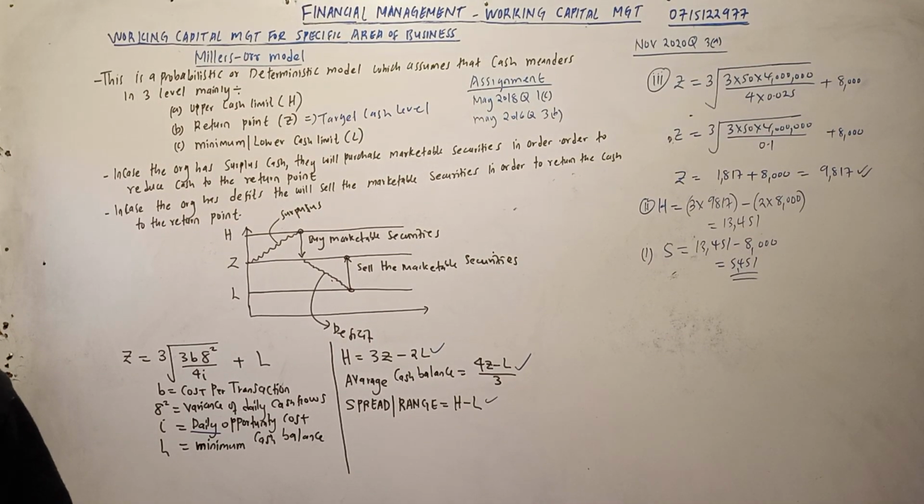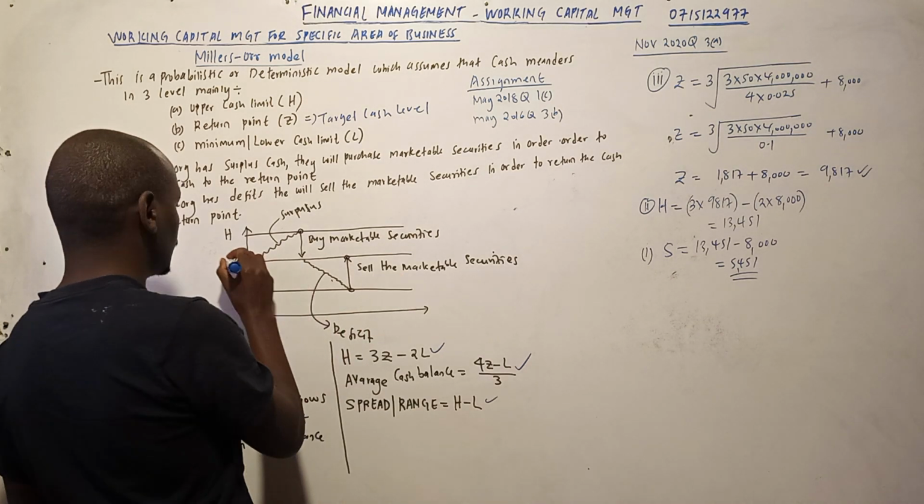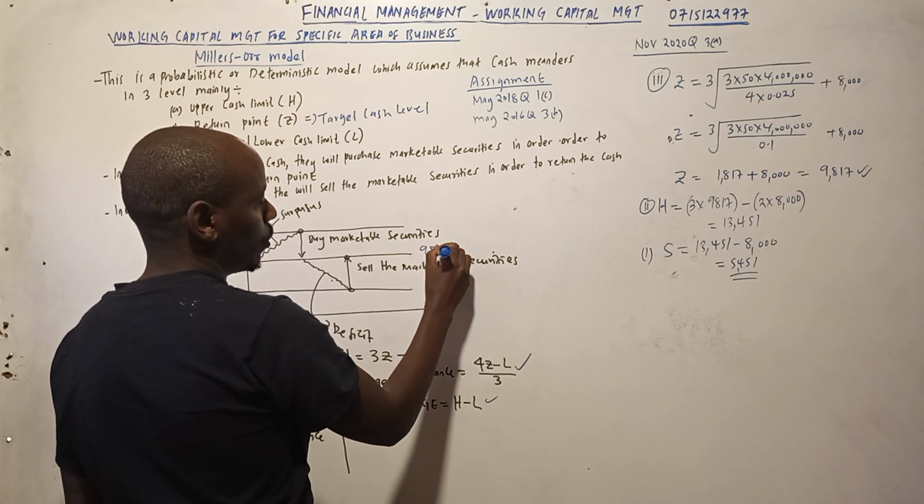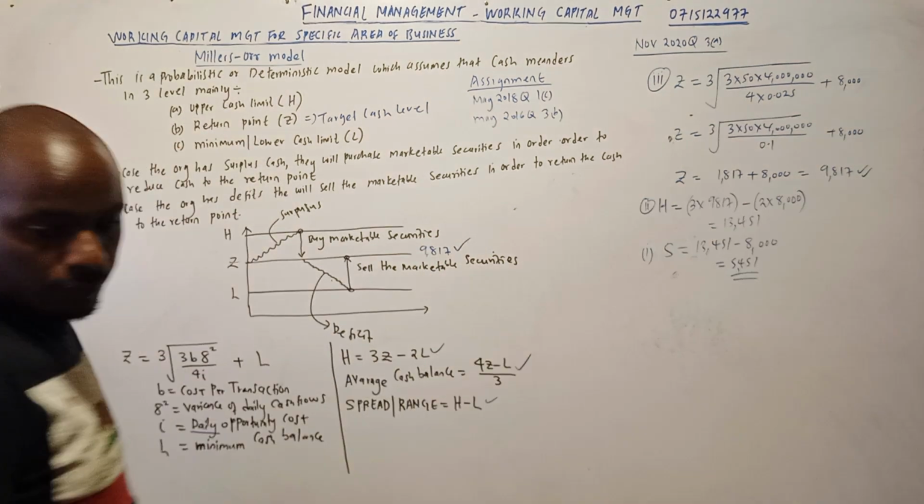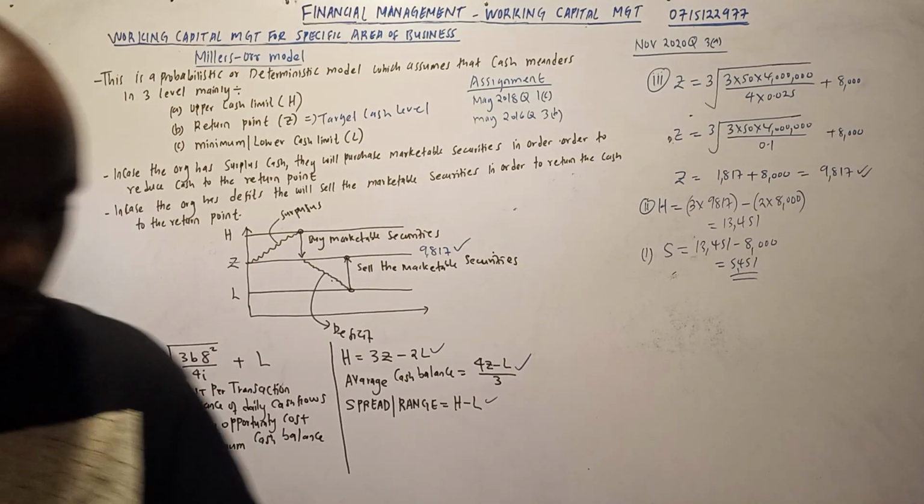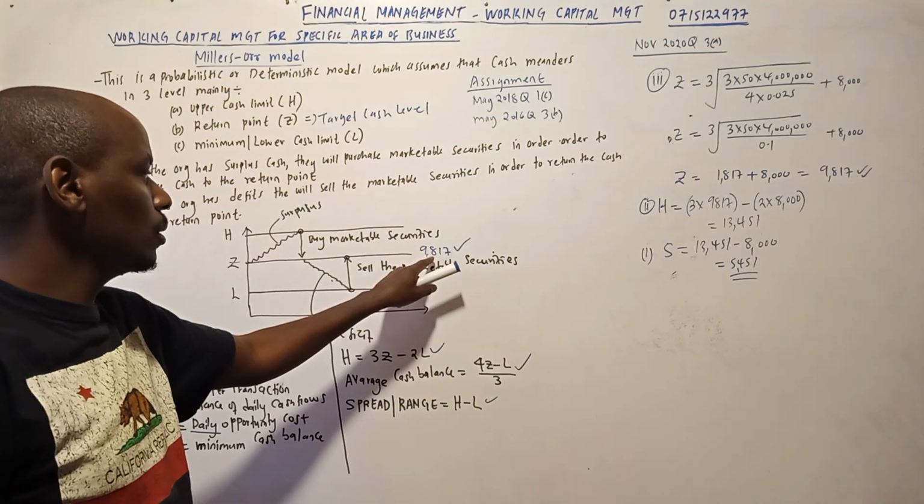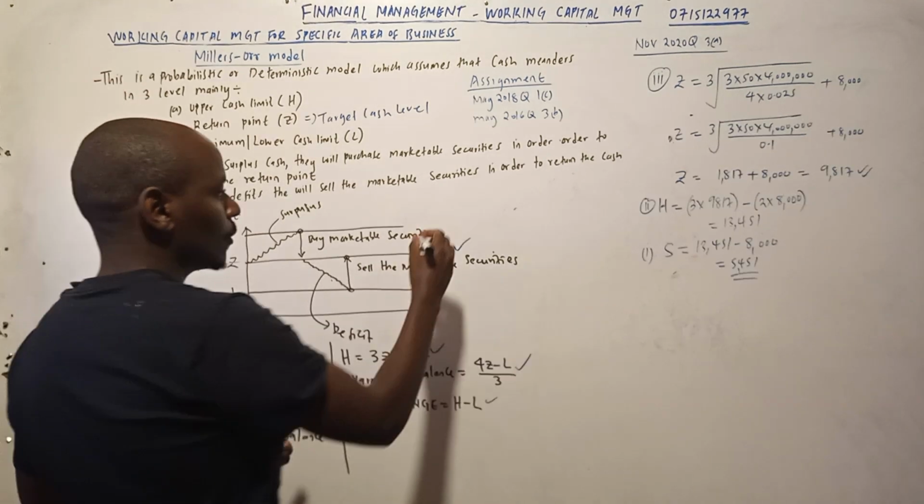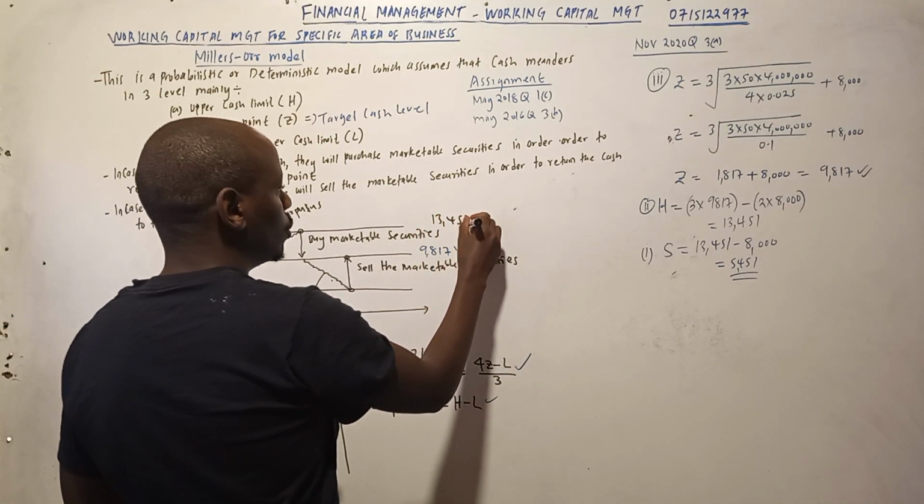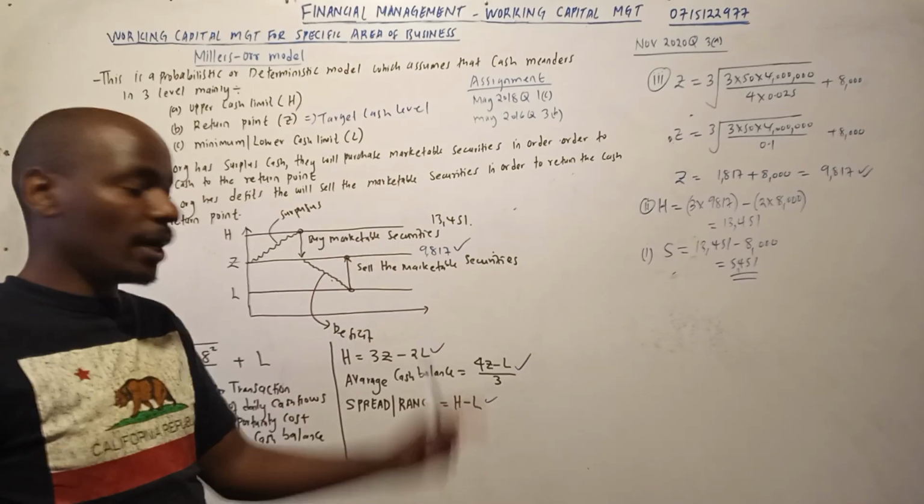Then number 3, how do they ask? I see there is part B: propose the decision rule for cash management to the company based on your calculations 1 and 3. So 3 first is Z, which is 9817. Based on this information, we can compare this one with H. So what is H? 13,451.